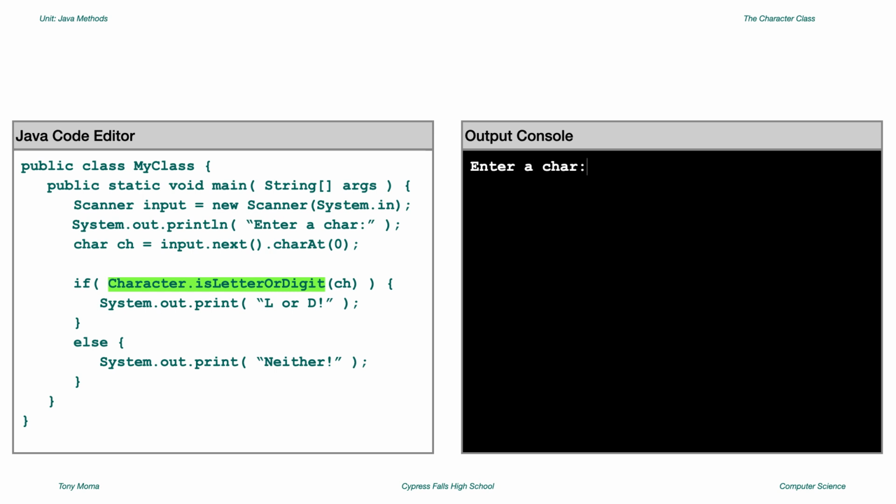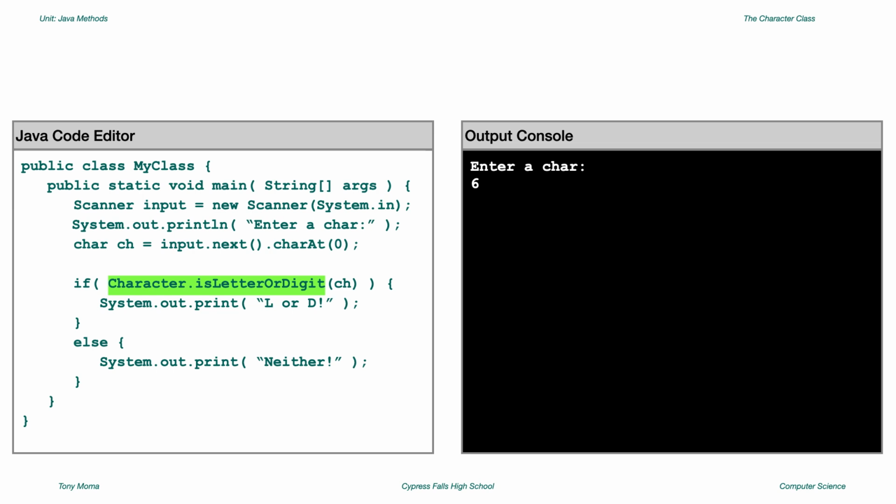So let's run it. Enter a char. I type lowercase f. Obviously, f is a letter. Thus, Character.isLetterOrDigit will return true. L or D gets printed out. Suppose I run the program again. This time I enter the number 6. 6 is not a letter, but it is a digit.